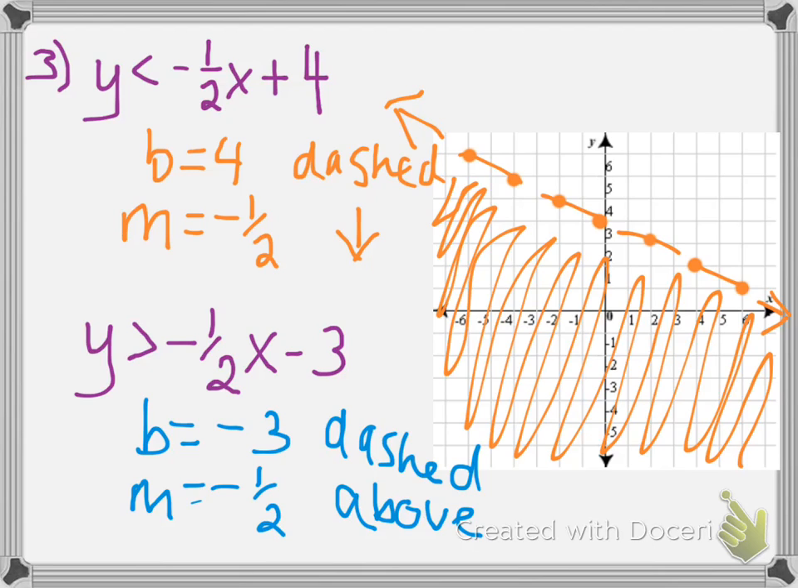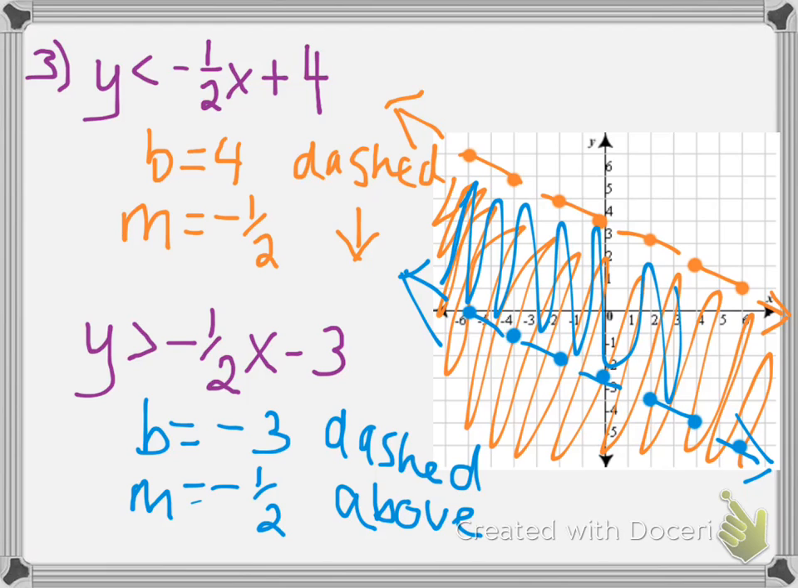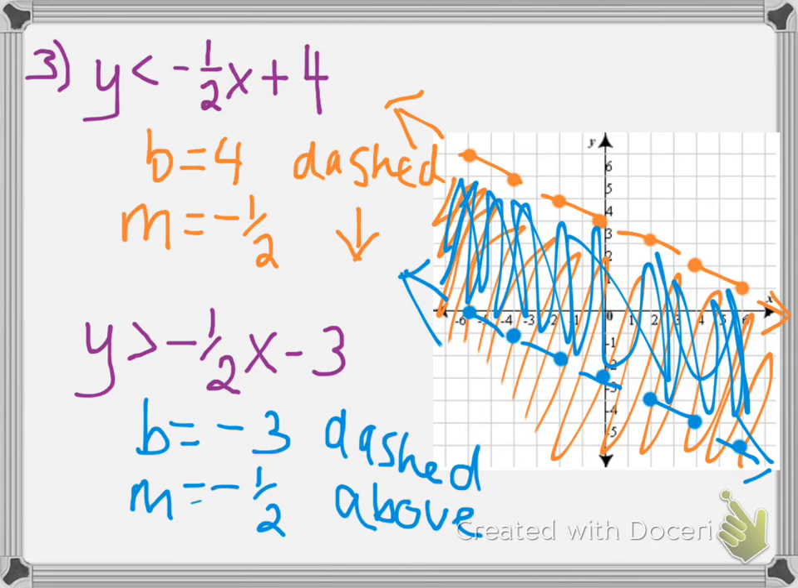So your first point is going to be down 3. Then you're going to go down 1 to the right 2. Or you're going to go up 1 to the left 2. You're going to dash your line. And then this time you are going to shade above. So the part that these two have in common is what is in between the two graphs. So what is over here is not necessary.